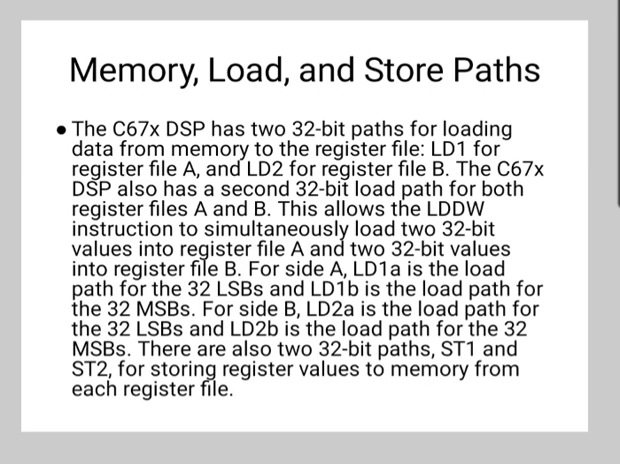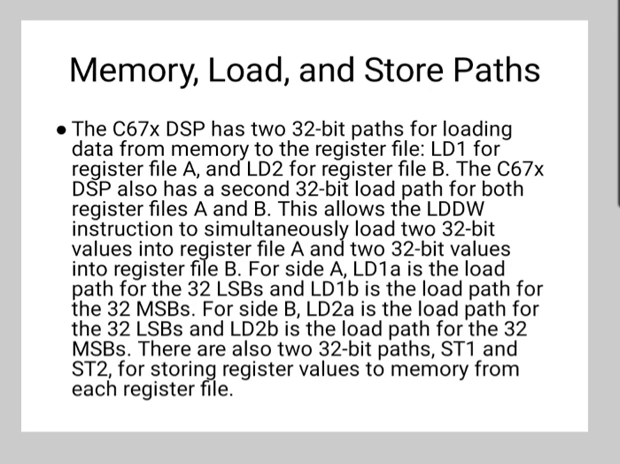Next is the memory load and store path. The C67x DSP has two 32-bit paths for loading data from the memory to the register file, the LD1 for register file A and LD2 for register file B. The C67x DSP also has a second 32-bit load path for both register files A and B.